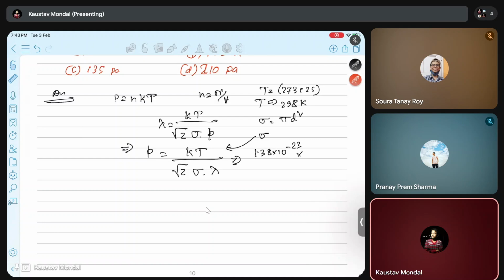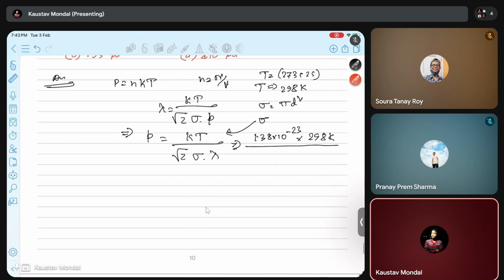So into 298 Kelvin. Root 2 is there, sigma is there, and lambda is 2.63 into 10 to the power minus 5. Now, if you calculate all of this, you will get 135 Newton per meter square. That is 135 Pascal.